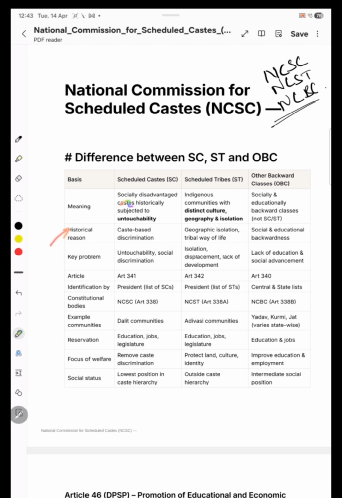Now, the historical reason: they suffered caste-based discrimination. Tribes are geographically isolated, so they live a tribal way of life, and OBCs have social and educational backwardness. Now, the key problem this caste suffered was untouchability and social discrimination. Scheduled Tribes suffer isolation, displacement and lack of development, and OBCs suffer from lack of education and social advancement, right?